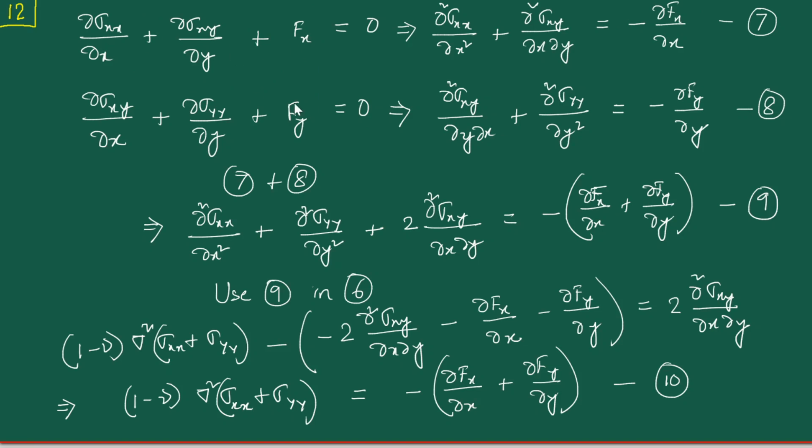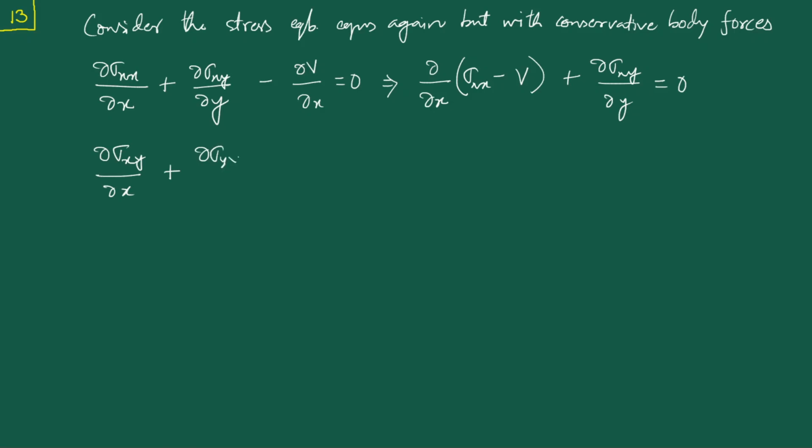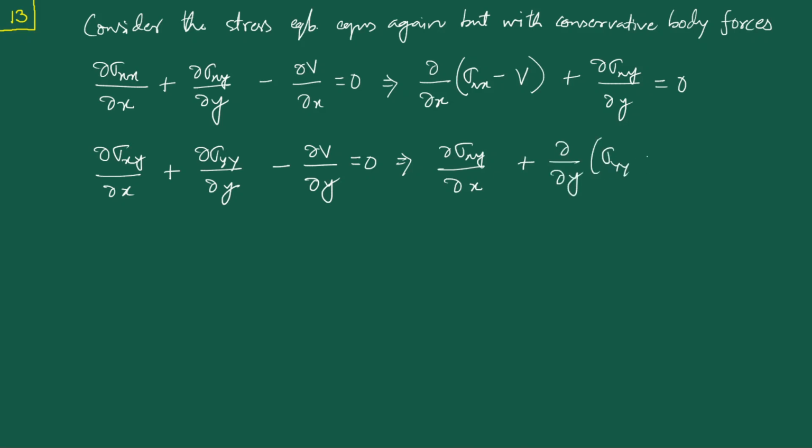So we write fx as minus ∂V/∂x, so that what we basically have is ∂/∂x of (σxx − V) plus ∂σxy/∂y is equal to 0. And similarly from the second of the stress equilibrium equations, we have the minus ∂V/∂y term, so that overall this can be written as ∂σxy/∂x plus ∂/∂y of (σyy − V) equal to 0. Now, without going into more detailed discussions, based on what we have already discussed, it's exactly the same logic.